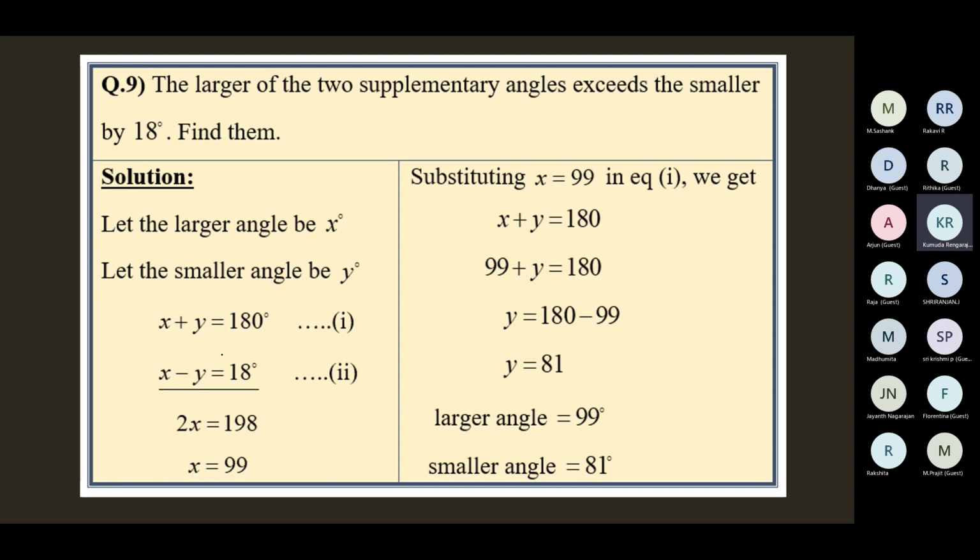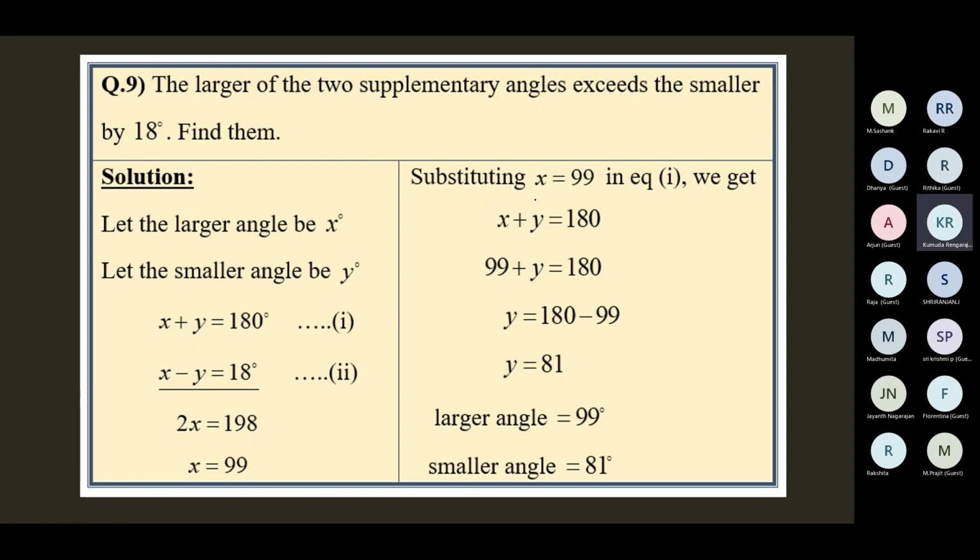Write them one below the other. You can directly solve them by the elimination method. Plus y minus y gets eliminated. x plus x is 2x. 180 plus 18 is 198. So x is equal to 198 by 2, which is 99. So now you got the value of x.